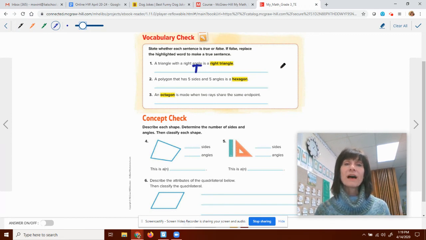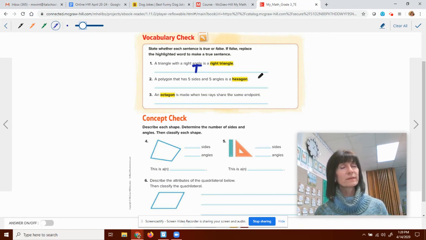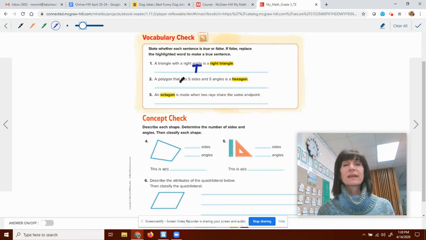Number two, a polygon that has 5 sides and 5 angles is a hexagon. Is that false or is that true? That is false. I know that a hexagon, because of the X, has 6 sides and 6 angles. I also know the word to change here. If I have 5 sides and 5 angles, I have a pentagon. So we would put pentagon here. Pentagon.